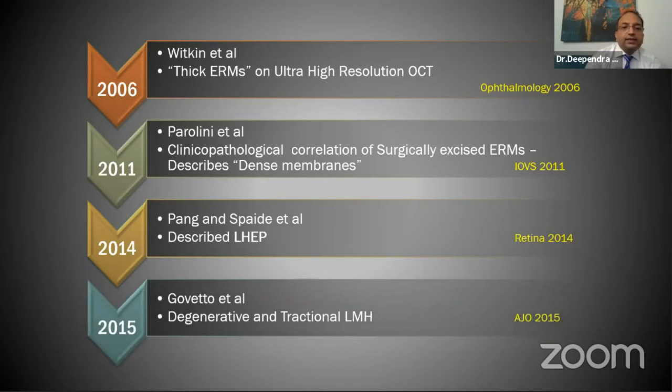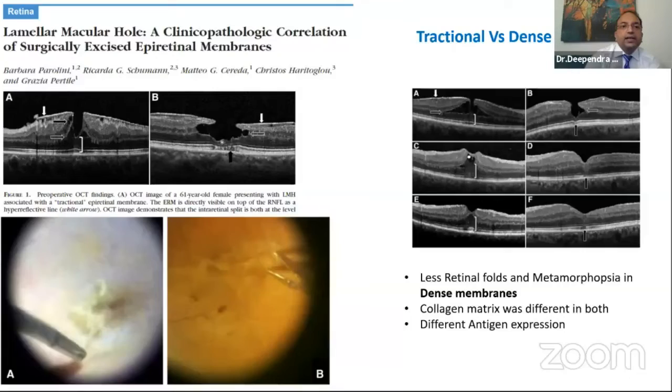And then I think this group, Govetto, along with David Sarraf, did a wonderful job in not only describing it further as degenerative and tractional lamellar macular holes, they've also given a very nice classification of ERMs based on how much invasion of fovea occurs by surrounding inner retinal layers. So I'll talk about it later.